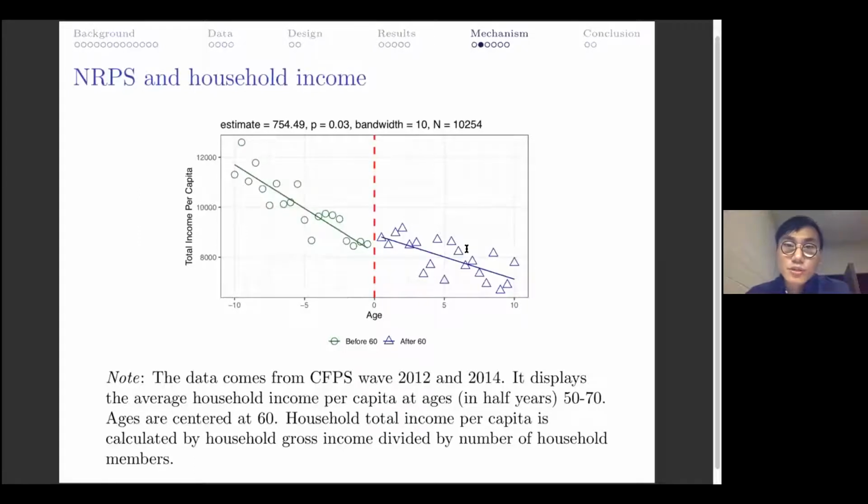So this figure shows a sharp RD design, centered at age 60. I normalized the income at each age in half years, and by employing this sharp RD, we find it does increase household income by 700 Chinese yuan per year.